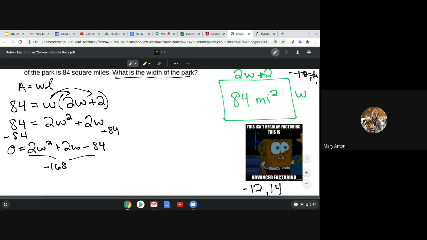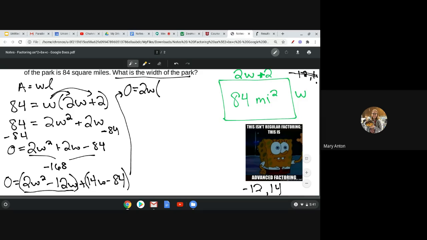So we can write this function as 0 equals 2w squared minus 12w plus 14w minus 84. All right, y'all. Same process as what we've been doing. Let's divide this up into 2 equal parts, or 2 halves. I'm going to go ahead and start working up here. So this means that 0 is equal to, we can factor out a 2w from 2w squared minus 12w.